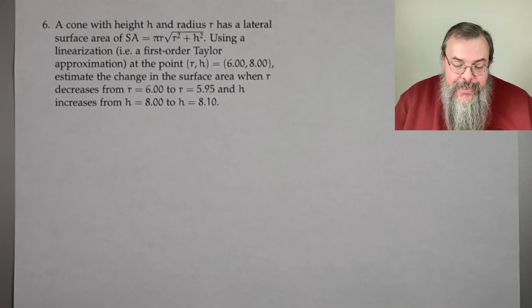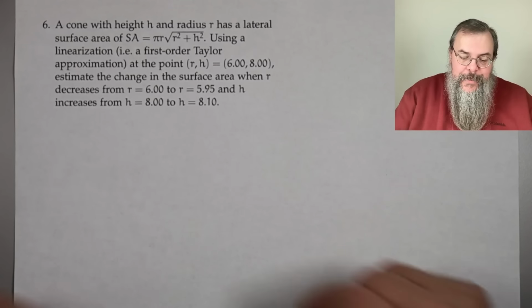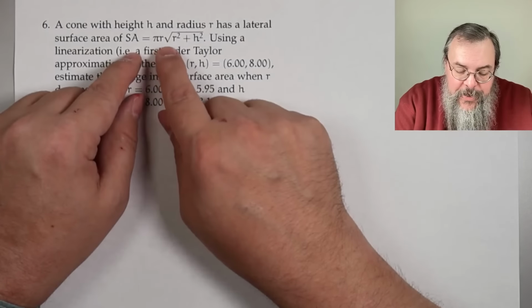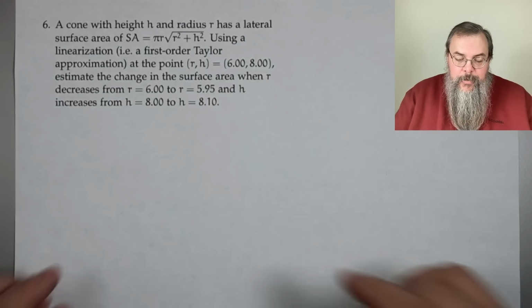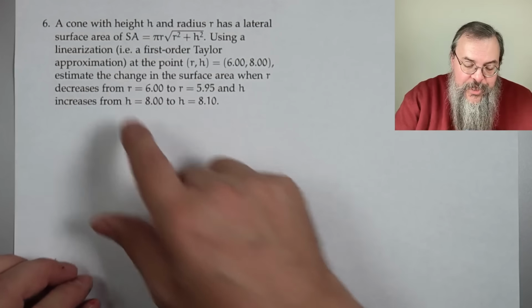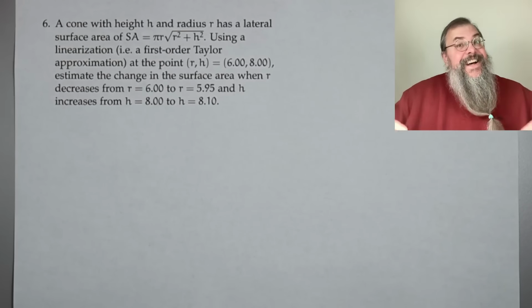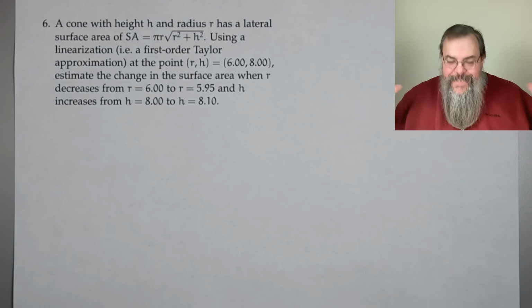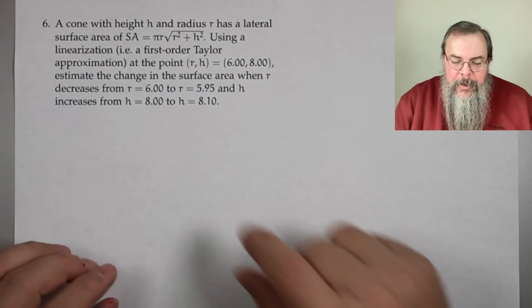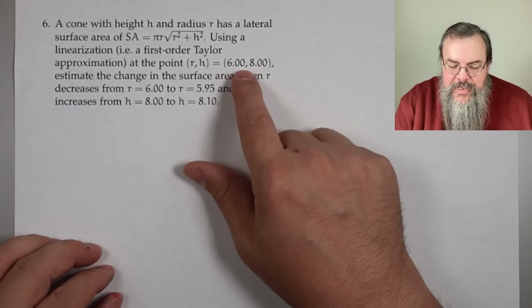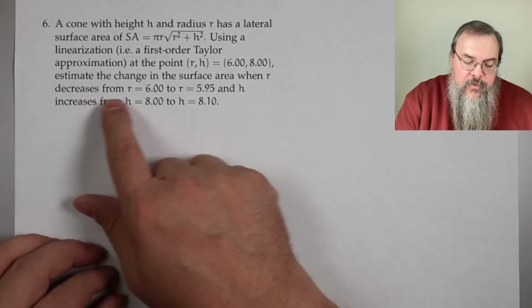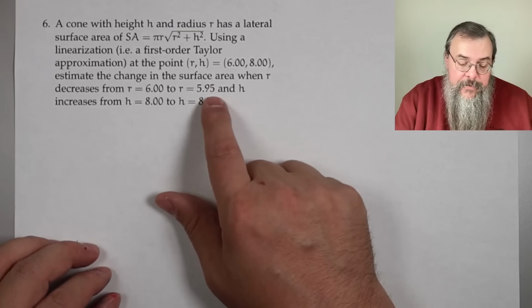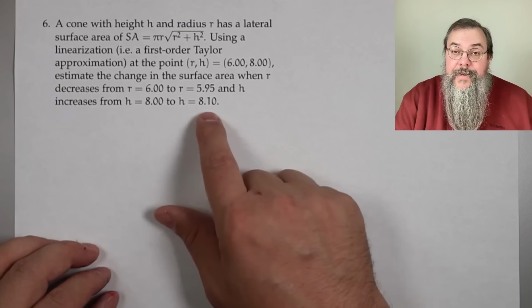A cone with height h and radius r has a lateral surface area of, and there's a formula: surface area is pi r times the square root of r squared plus h squared. Using a linearization, which is also called a first order Taylor approximation, which is also called a tangent plane. Okay, it's called lots of things. At the point (r, h) equals (6, 8), estimate the change in the surface area when r decreases from 6 to 5.95 and h increases from 8 to 8.1.